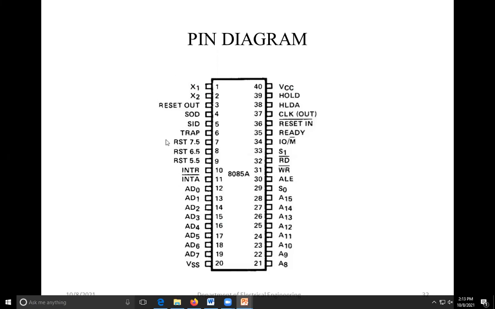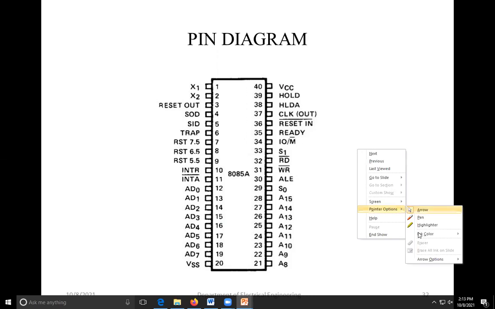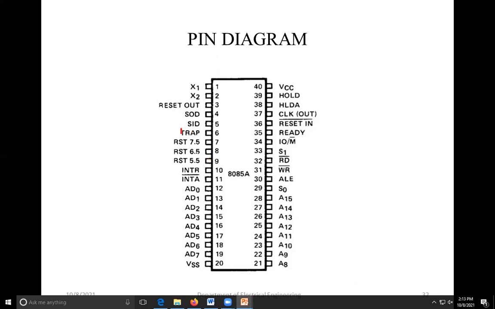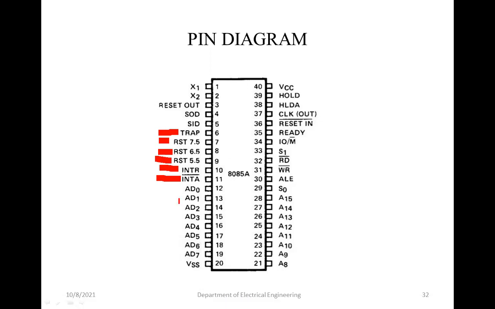Then these are the interrupt pins: reset, TRAP, 6.5, 5.5. These are the interrupts. How many interrupts are there? One, two, three, four, five interrupts, and then INTA, the interrupt acknowledgement. It is an active low pin. When you give an interrupt to the 8085, it gives the acknowledgement that yes, I am working on the interrupt, to the place where the interrupt is coming from.